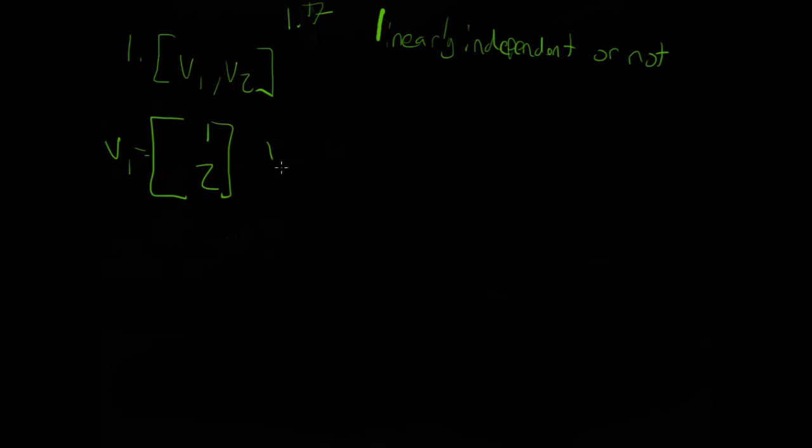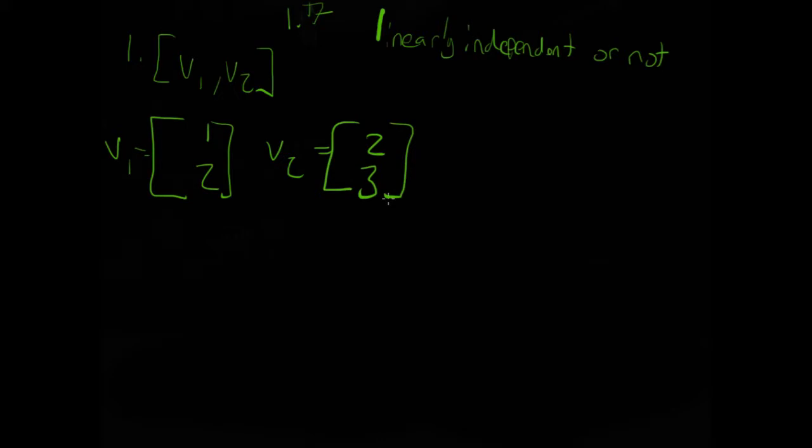So let's just start with number 1. So what they're asking is determine whether it is linearly independent or not. So they give some vectors in the book. I'll just tell you what they are. So this is v1 and v2 is equal to that.